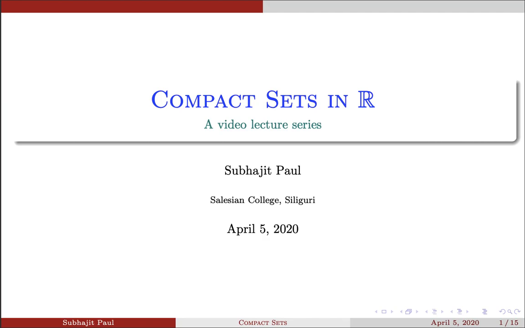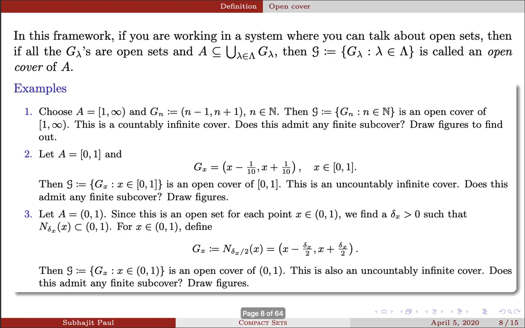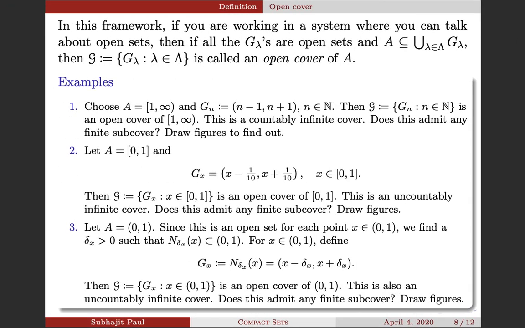In example 3, I had given the cover as the neighborhood of x from x minus delta x to x plus delta x, and later claimed that this will not admit a finite subcover. Well, that was wrong. If you choose delta equal to half at the point half, then the half neighborhood of half is the entire interval (0, 1). So that is a finite subcover, obviously.